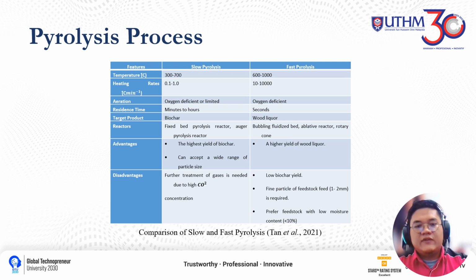Some of the disadvantages are that it has a lower biochar yield. Fine feedstock particles between 1 to 2 millimeters are required, and the preferred feedstock must have a lower moisture content, which is less than 10%, as stated by Tan et al. 2021, which is the comparison between slow and fast pyrolysis.